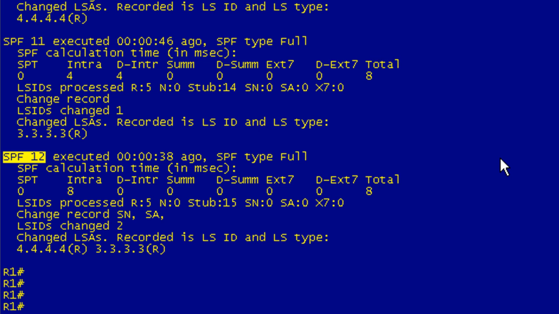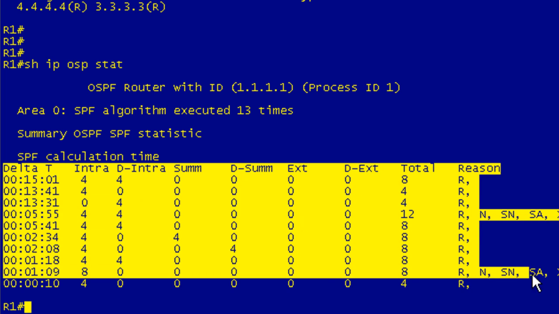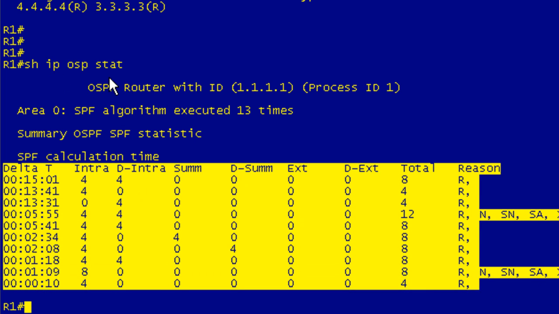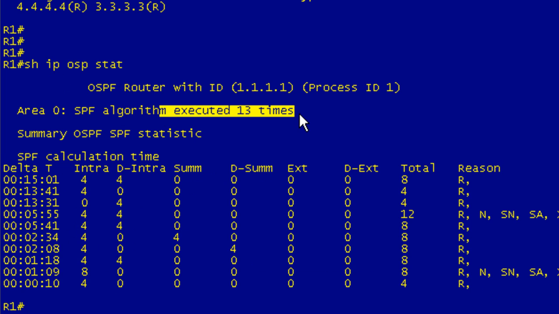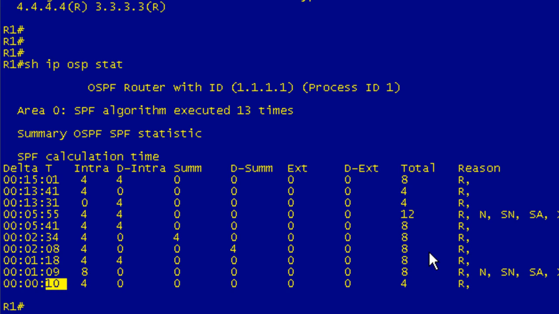Pop on over to R1. Let's see if we see 13 times. We do. There is a limitation here with the show ip ospf statistics. Even though the algorithm is executed 13 times, you're only going to see the last 10, which is generally good enough. We can see the last one was 10 seconds ago.